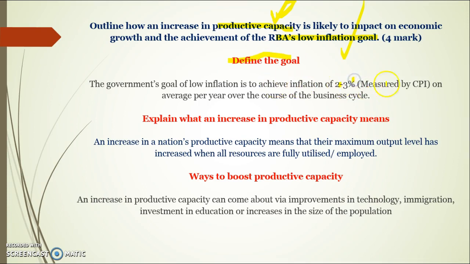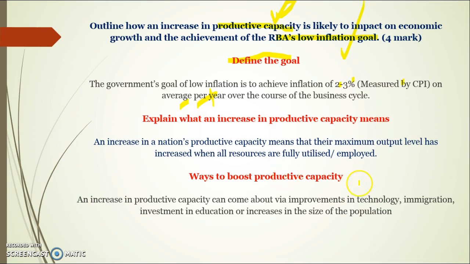2 to 3% measured by CPI on average per year over the course of the business cycle. You don't need the per year, just on average over the course of the business cycle is fine. Then, what is an increase in productive capacity? Show you know what the concept means.